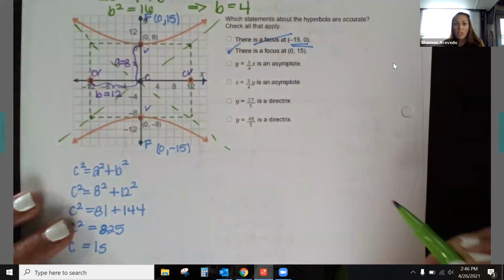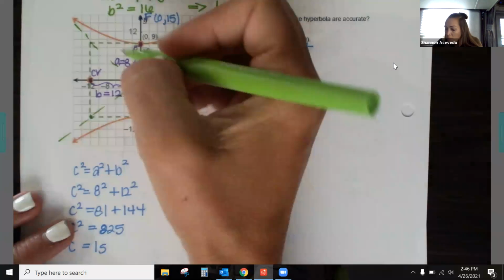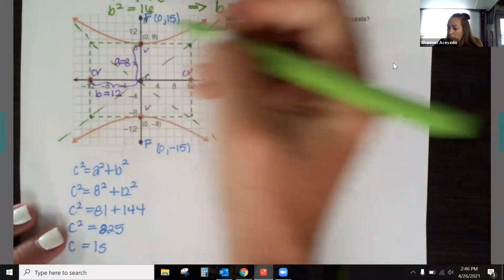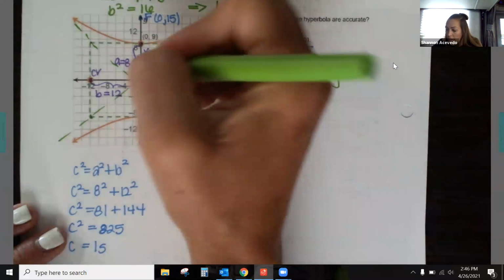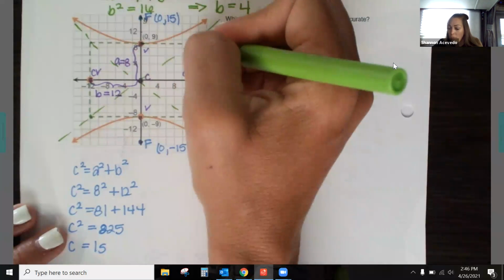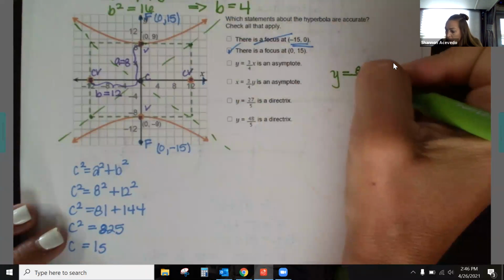And the easiest way for me to look at the asymptote is just to look at my rise over run. How far do I go up? So I count up, I go up 8. So the equation of a line is going to be y equals, my slope is going to be 8 over 12. I go up 8 and it's over 12. So it's 8 over 12 x.